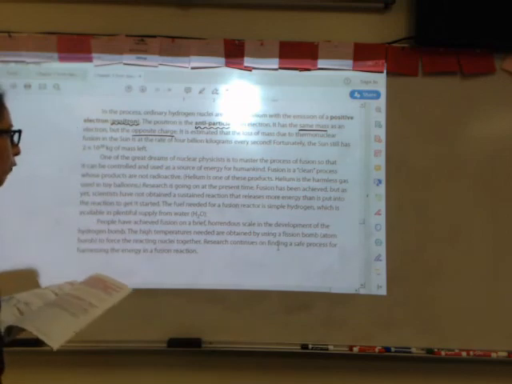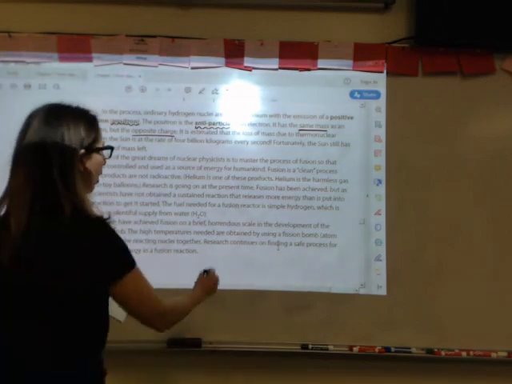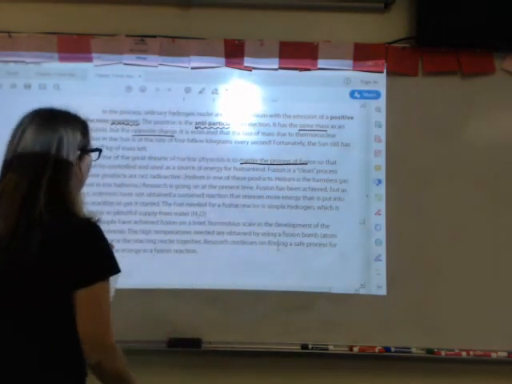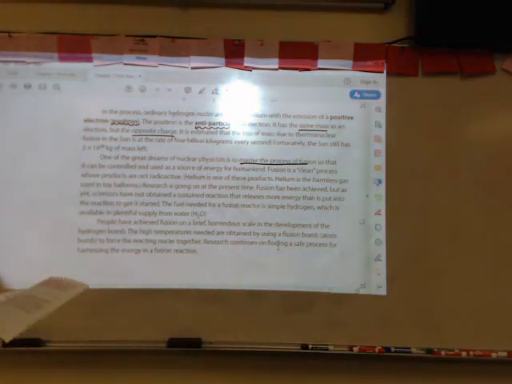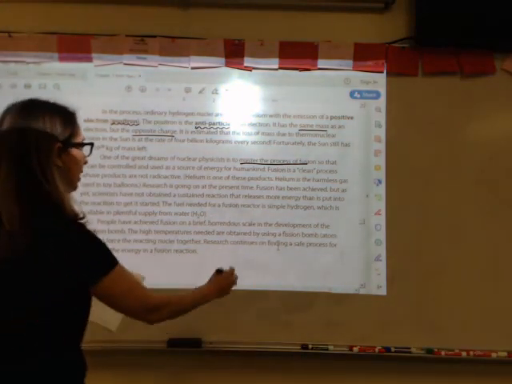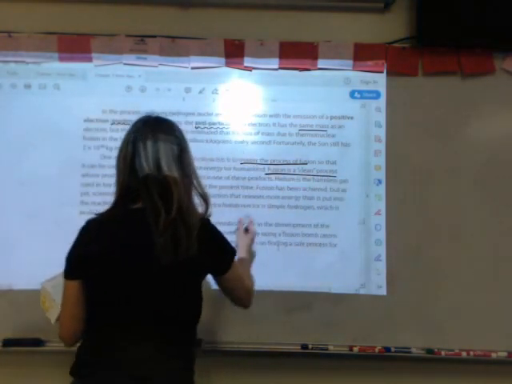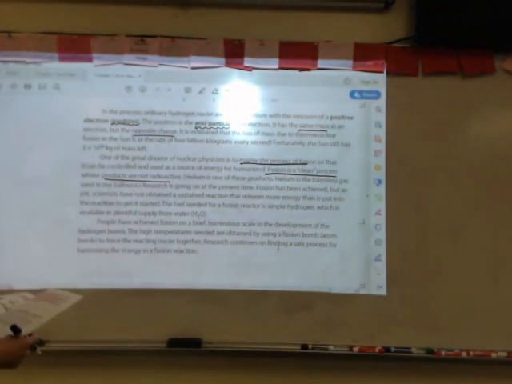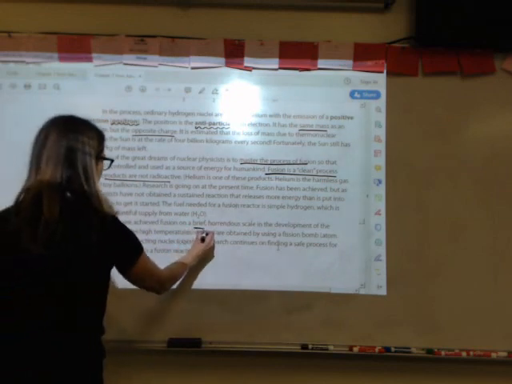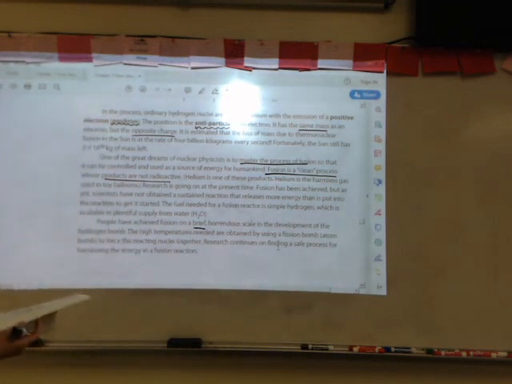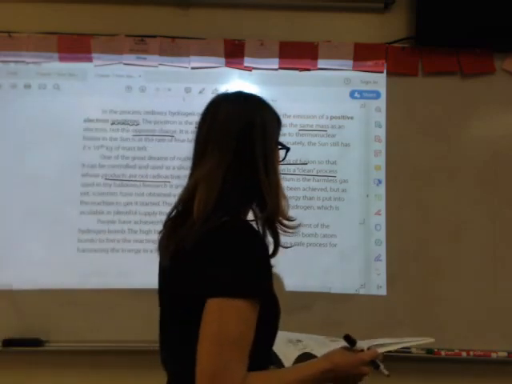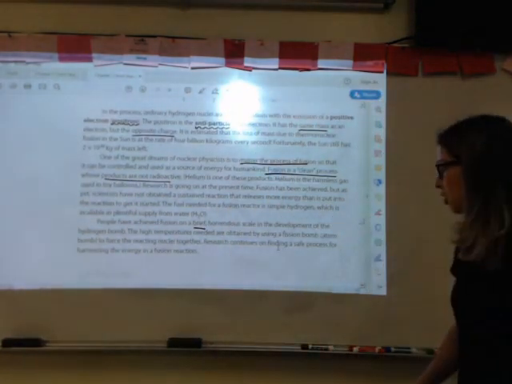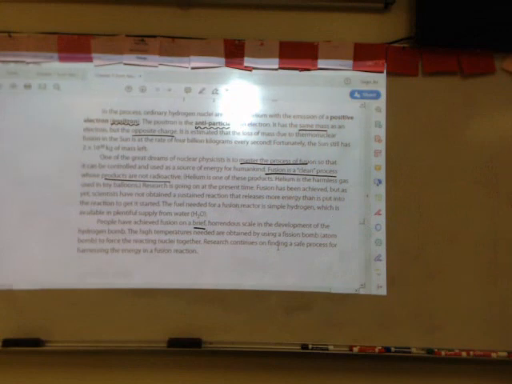A dream of nuclear physicists is to master the process of fusion so that it can be controlled and used as a source of energy. Fusion is a clean process whose products are not radioactive, and people have achieved fusion on a very brief scale in the development of the hydrogen bomb, but the temperatures that you need to use a fission bomb are really, really, really high.